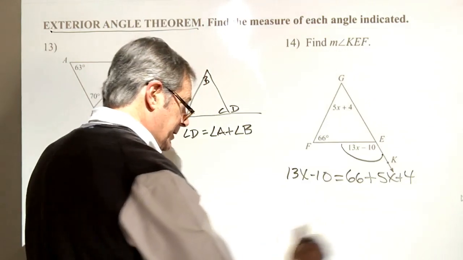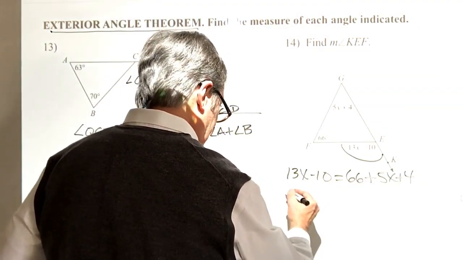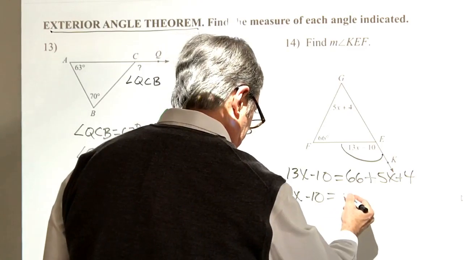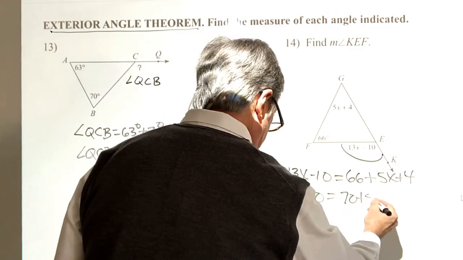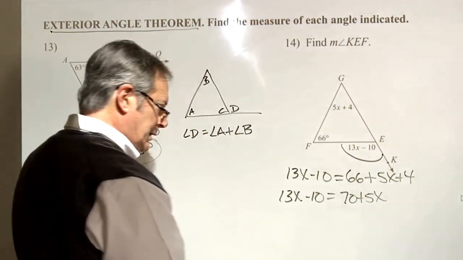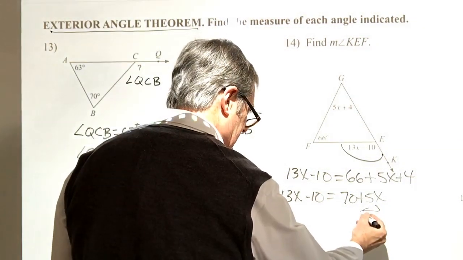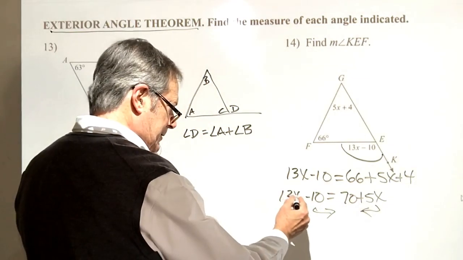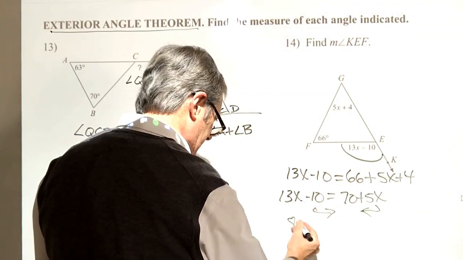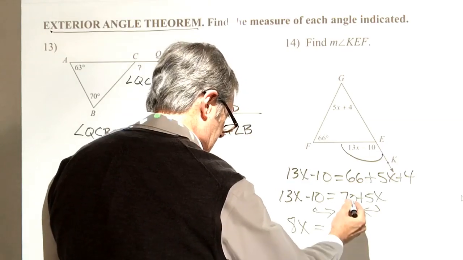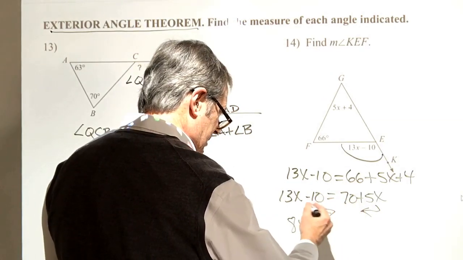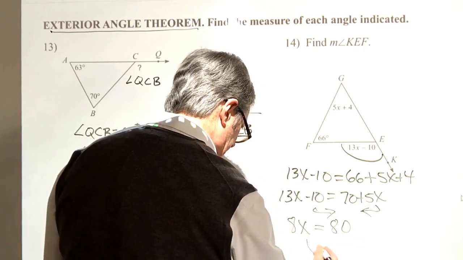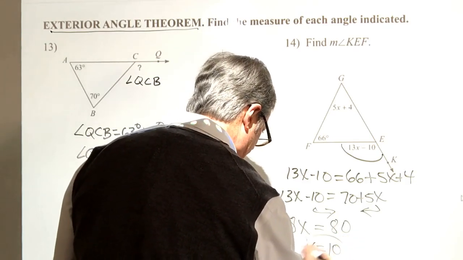So, let's see, what do we got going here? Well, let's add the 66 and the 4, so that's going to give us 70 plus 5x. So I'm going to do two things at once. I'm going to subtract 5x from both sides, and I'm going to add 10. So 13x minus 5x is going to give me 8x over there. 70 plus 10, I may have said subtract, but we're going to add 10 to both sides, is 80. So divide by 8, x is equal to 10.